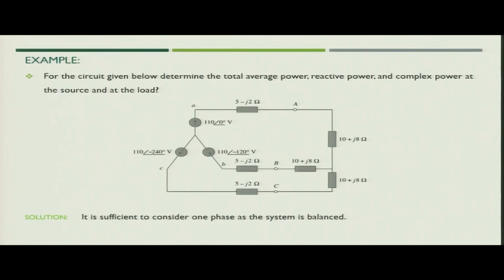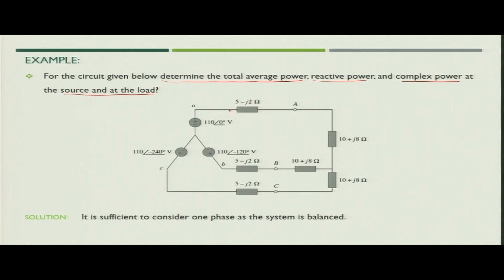Now, let us take one example to understand what we have discussed in relationship with the power. Let us see, there is one circuit as we see in the figure. We need to determine the total average power, reactive power and complex power at the source and at the load. So, here if you see, the source is star connected, the per phase voltage is 110 angle 0 degree for phase A, for phase B is 110 angle minus 120 and for phase C it is 110 angle minus 240.